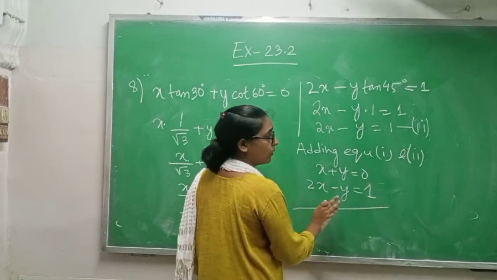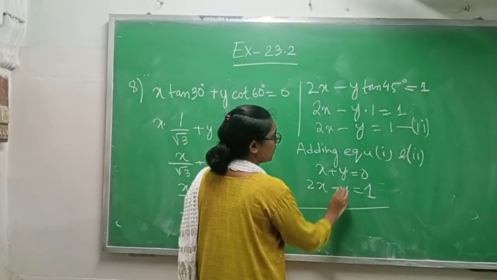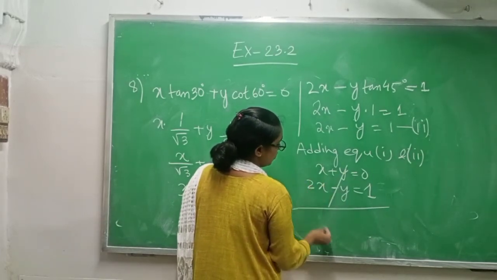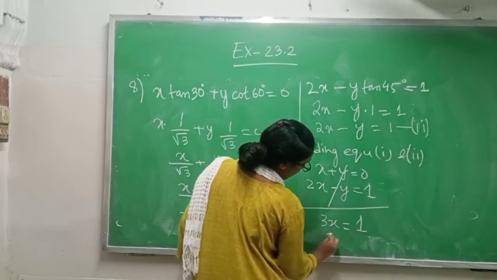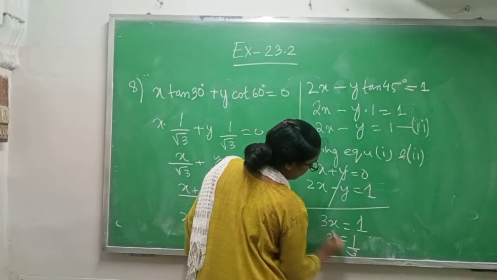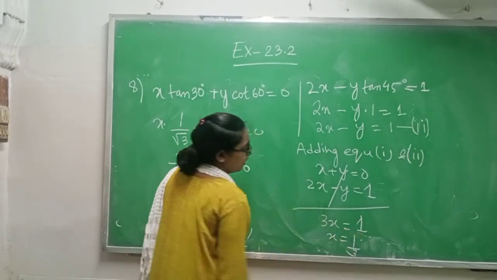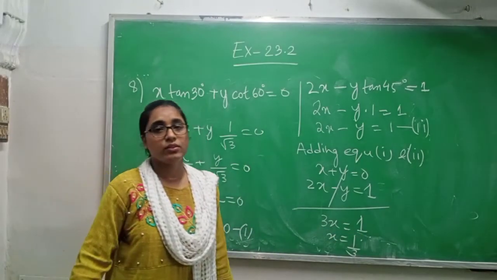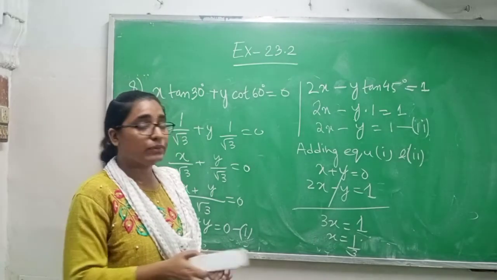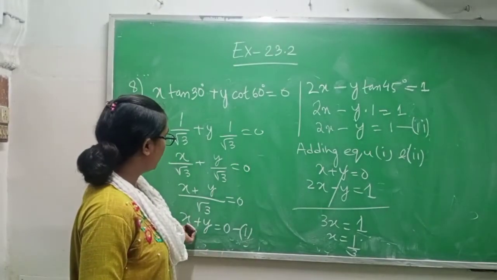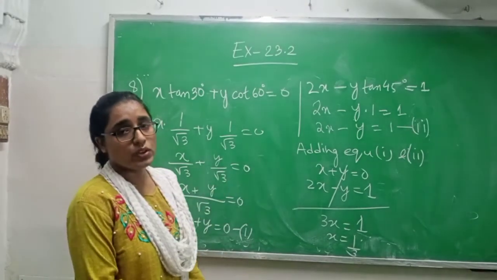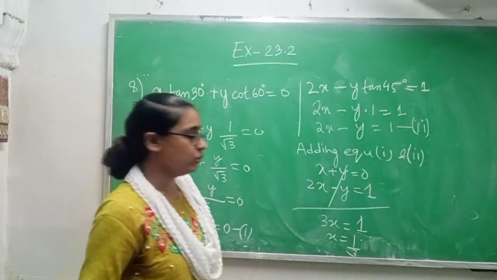Adding means the sign will not change, so plus y and minus y will cancel out. x plus 2x will give you 3x equals 0 plus 1, which gives 1. x equals 1 by 3. The 3 goes down, and the x value you are getting is 1 by 3. Now you have to find the y value. You can put the value in the first equation or in the second equation also. It's up to you which one you put it in.